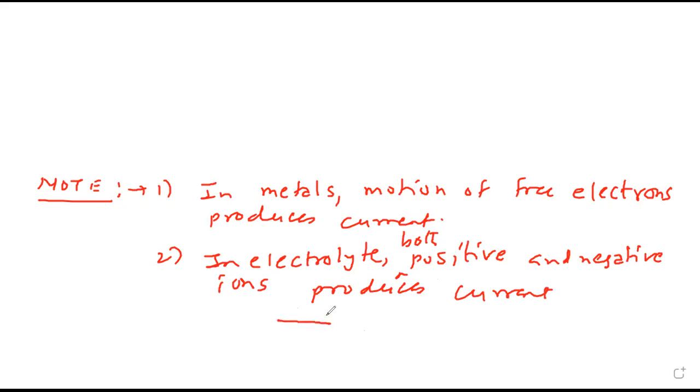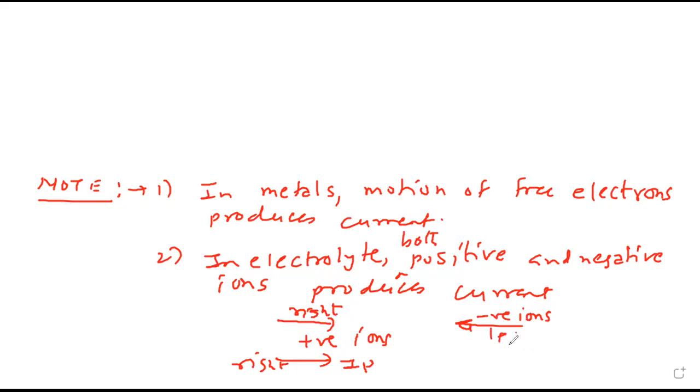If this is a positive ion, then the current due to the positive ion will be in the direction of the ion. If it is traveling to the right, the current is also to the right. For positive ions, it will be the same direction.